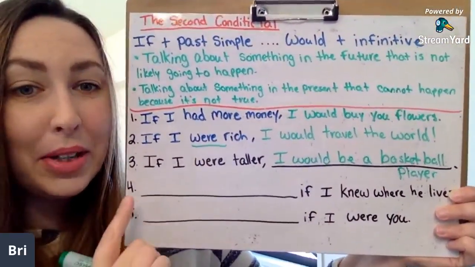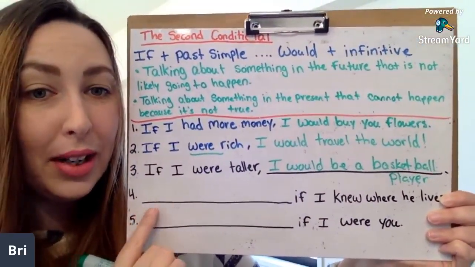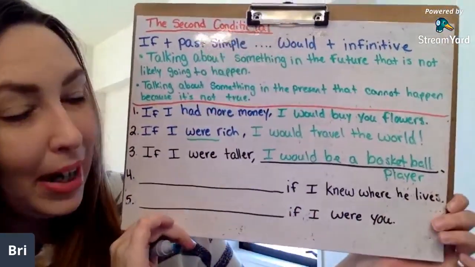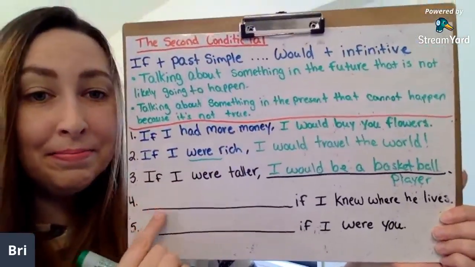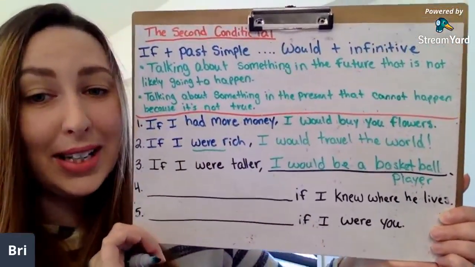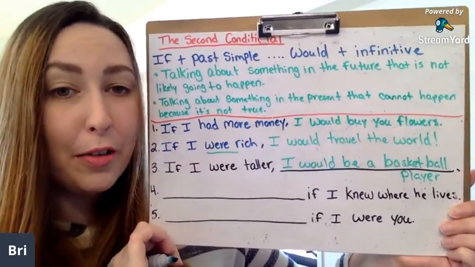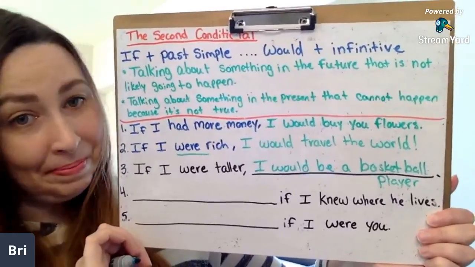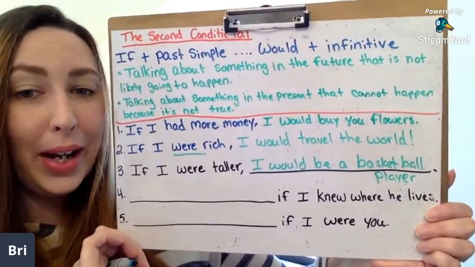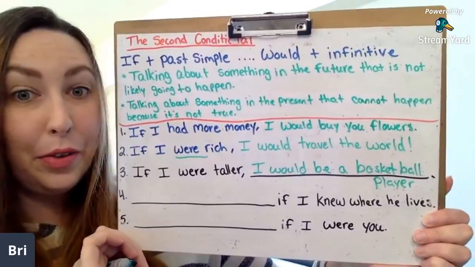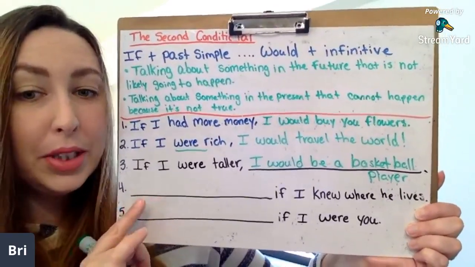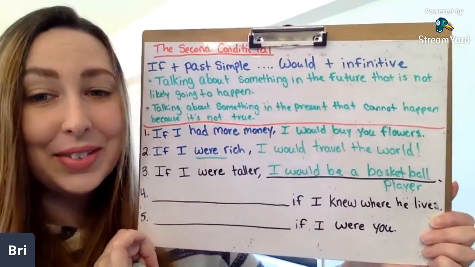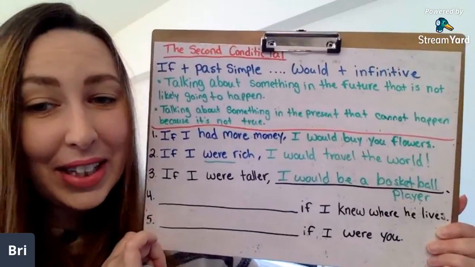Awesome. How about number 4? If I knew where he lives. Number 4. Who can answer number 4? If I knew where he lives. So for example, maybe we would say, I would do something. Oh, very good. I would visit him if I knew where he lives. Yes. Very, very nice.